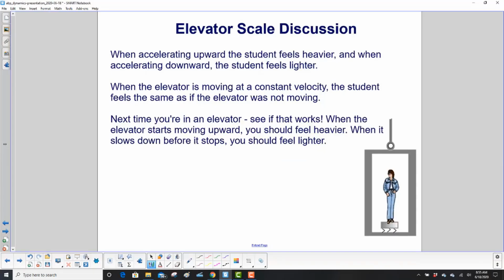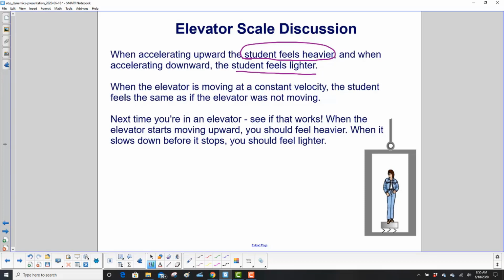When accelerating upward, the student feels heavier, right? Because the normal force tells you how much the student thinks the weight is. And when accelerating downward, the student feels lighter. When the elevator is moving at a constant velocity, the student feels the same as if the elevator was not moving. So if you're going from the first floor to the 100th floor at the Empire State Building, somewhere in between there, you're going at a constant speed, you really can't tell if you're moving or not. Well, I guess you can because you can hear the noise and everything else, but if it was a perfectly quiet elevator, you wouldn't know the difference.